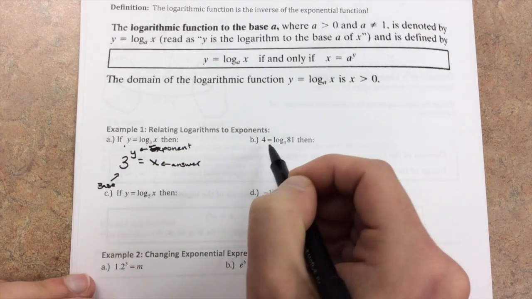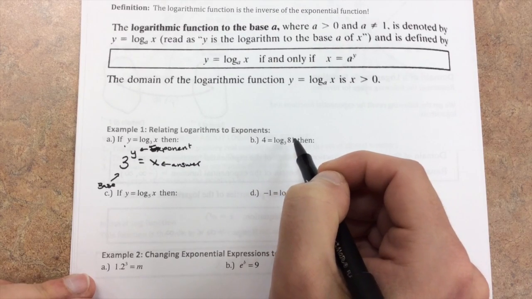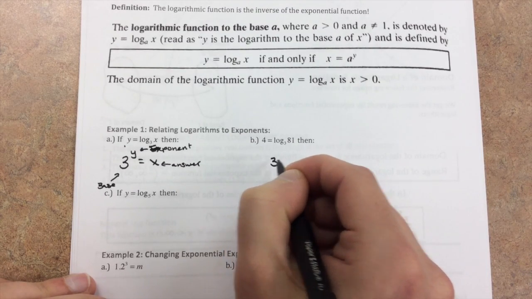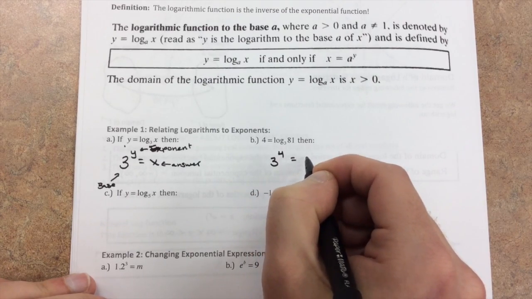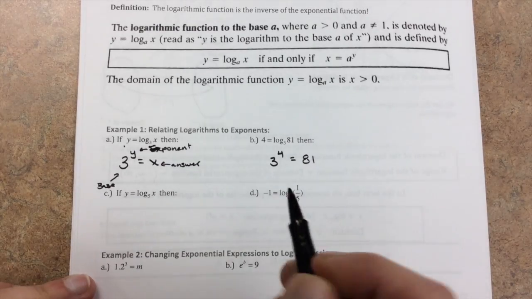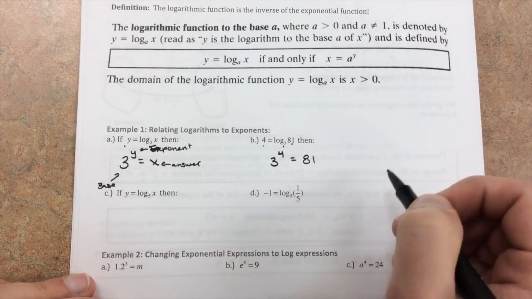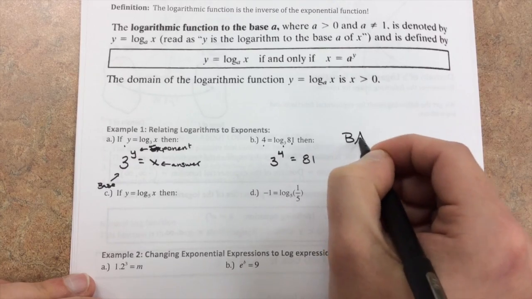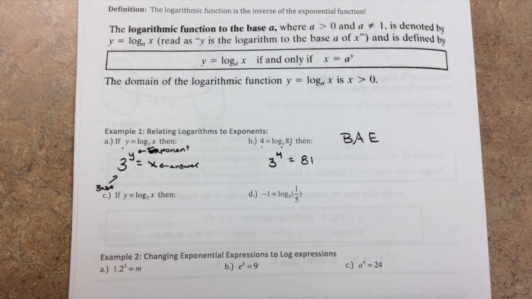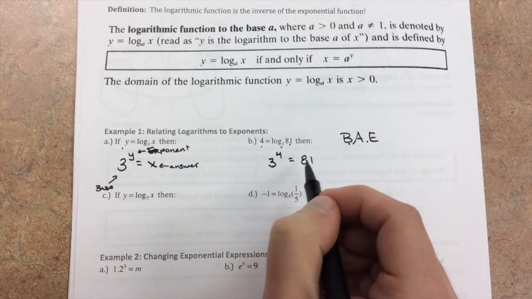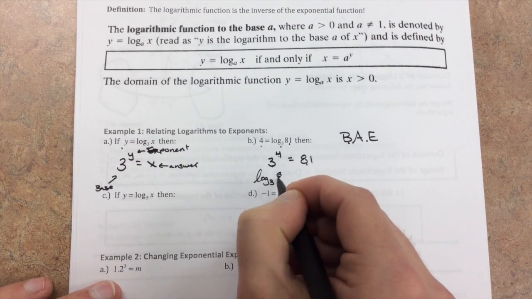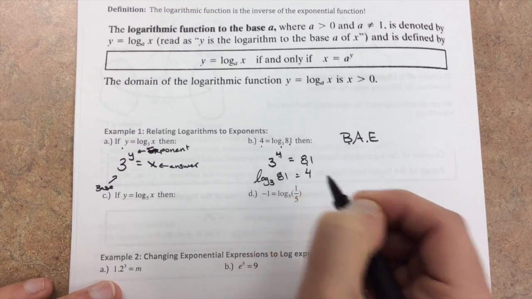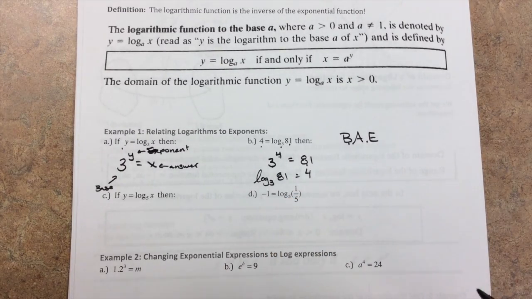I'll do that again. If we have 4 equals log base 3 of 81, then base to the exponent equals answer. So base, answer, exponent. If you can remember base, answer, exponent, that gives you your log setup. So log base 3 of 81 equals our exponent. So logs give us our exponents.